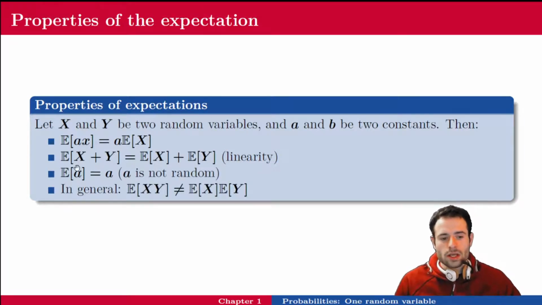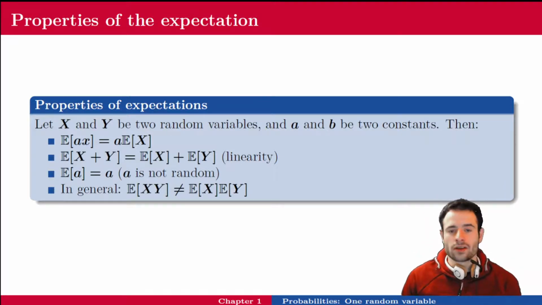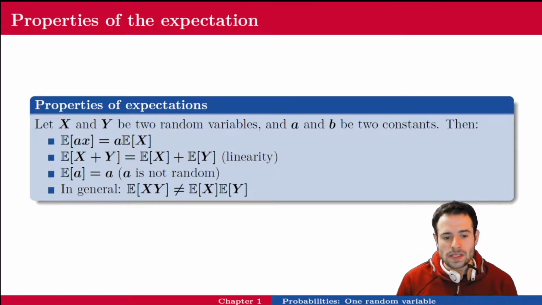And the last one is also kind of a tricky one. When you have the plus, you can break the expectation up. But if you have a multiplication here between two random variables, you cannot break it into the product of the expectations most of the time. And when I say most, I mean easily 99.99999% of the time. It's only in very specific circumstances that this equality will hold.